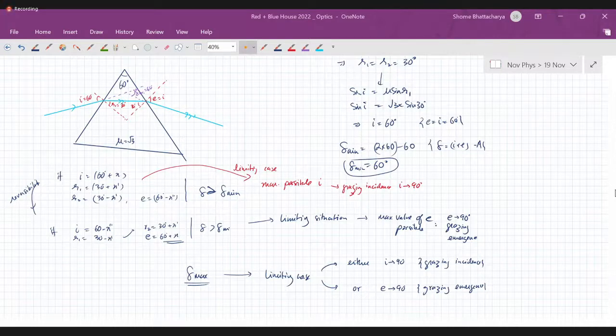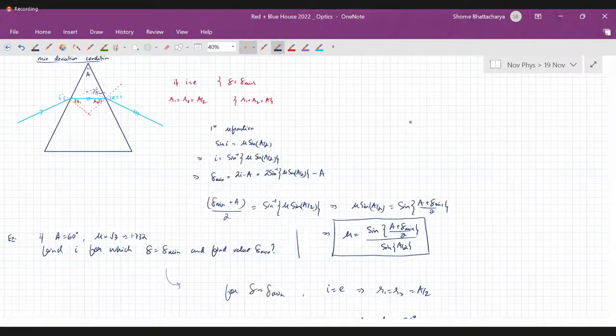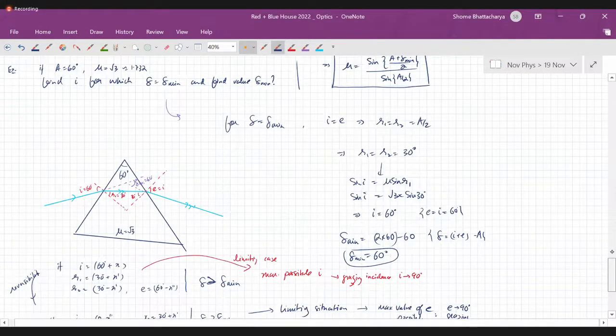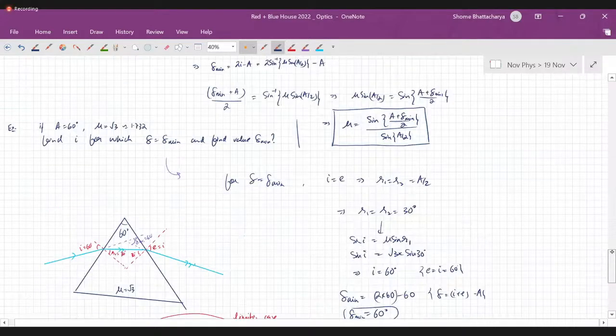Okay, so scrolling up stage, the minimum deviation condition, yeah. But that was the numerical example we did, na? Pooja?